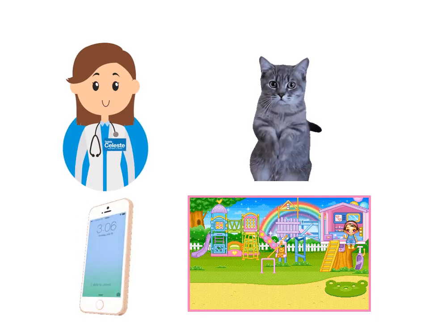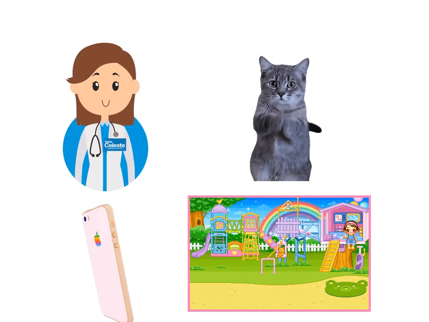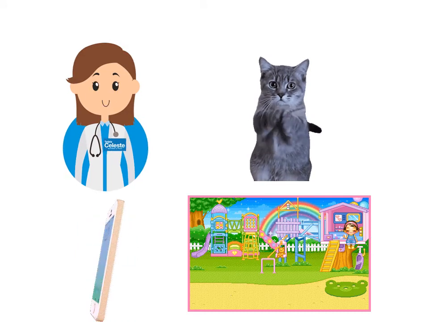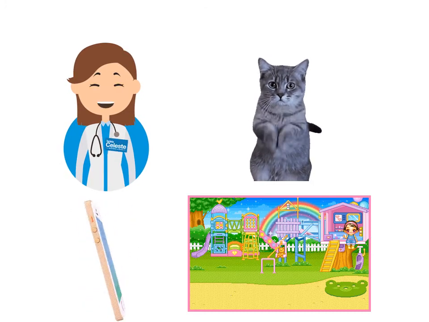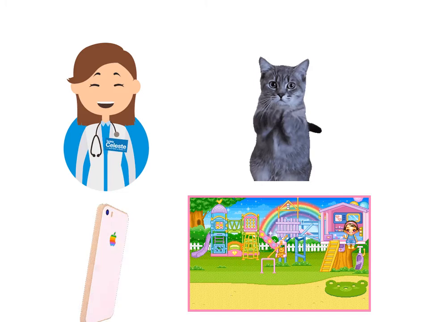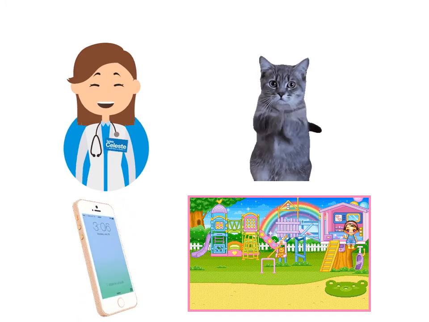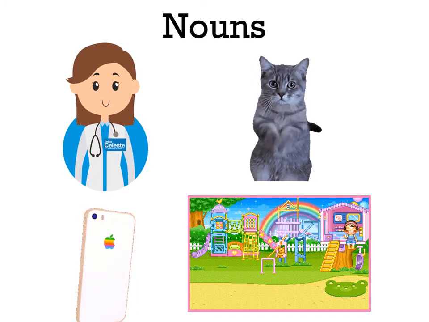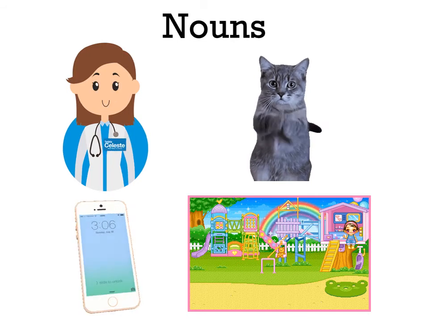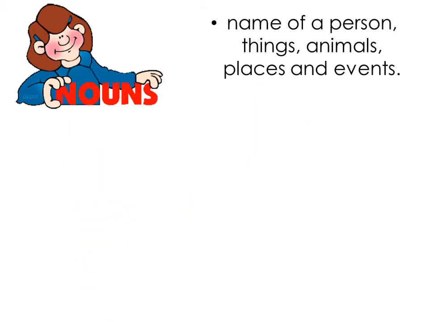So now, what do we call the names of people, animals, things, or places? Right. We call them nouns. So now let's discuss nouns. What are nouns? Nouns are names of a person, things, animals, places, and events.